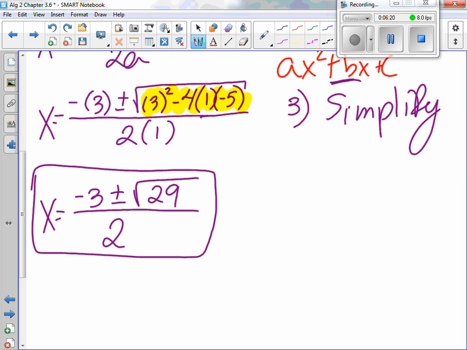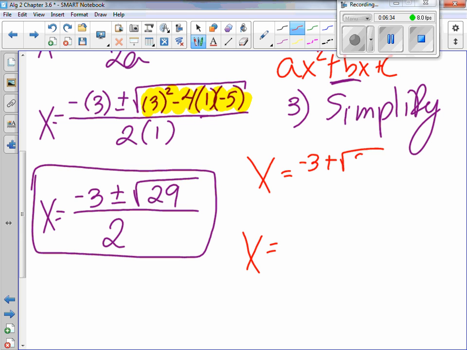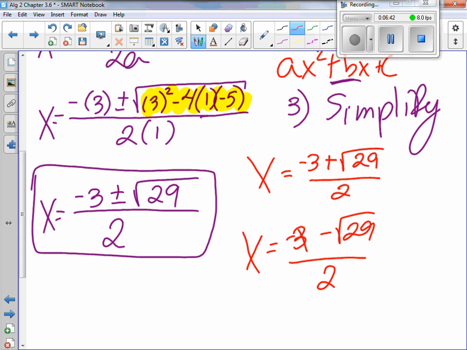That's all we have to do for this here. Now, a big idea of math, as you've noticed, is that it's going to want 2 answers. The first one we can give it is negative 3 plus the square root of 29 over 2. And the other is negative 3 minus the square root of 29 over 2. It's just taking that plus or minus and breaking it up into its 2 parts.